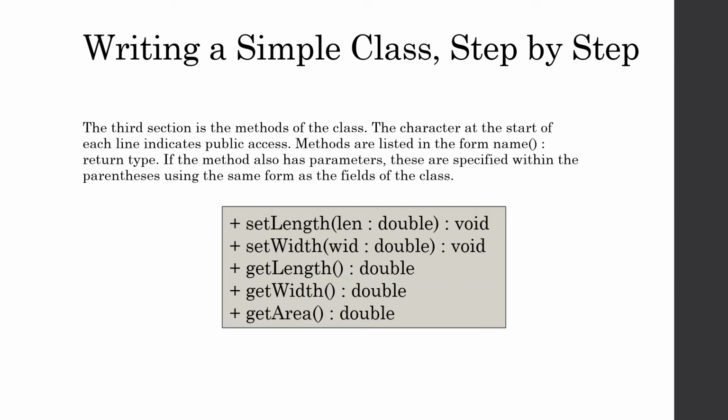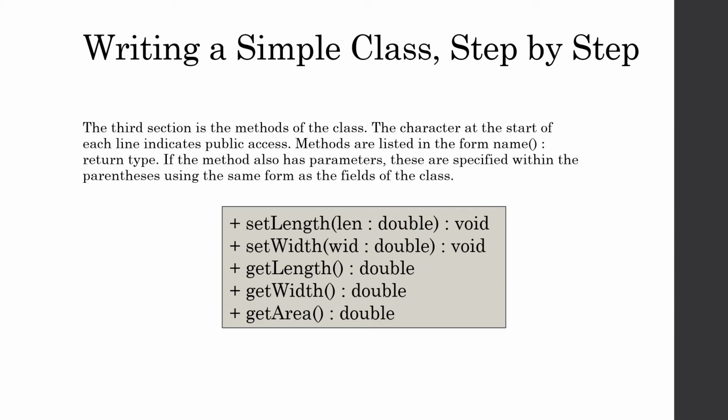So from here, we see that we've got our public access. Methods are listed in the form of the name, then a pair of parentheses, and then a colon. The thing that comes after the colon is the return type for the method. We can see right here for set length and set width, we have void, and for get length, get width, and get area, those are all double.